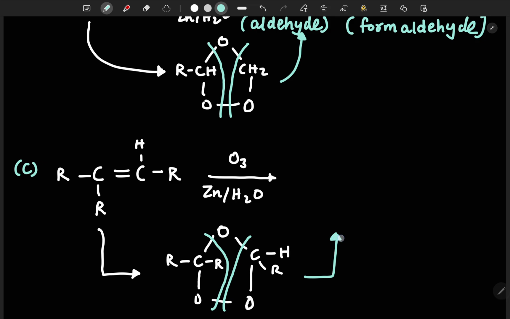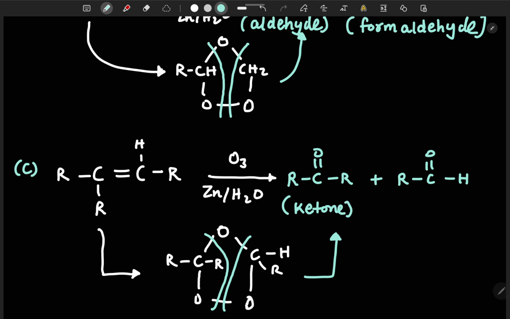Now what do we get in this case? We get R, C, R double bonded with an O, plus R, C double bond O alongside an H. In this case, the first will be a ketone, the general case, and this will be an aldehyde. This is how you can get aldehydes and ketones by the ozonolysis of alkenes.